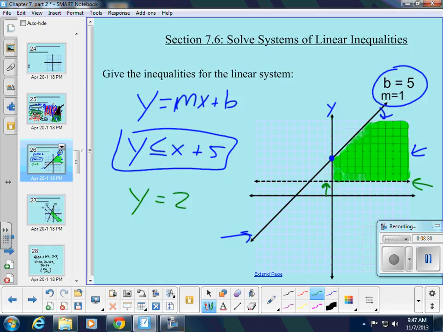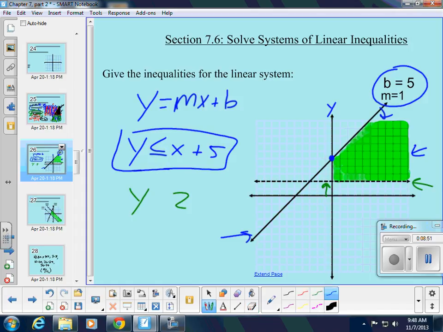So every point along that line would have a y coordinate of 2. It'd just be up 2 from 0. So I know this equation, if this was an equation of this line, it'd be y equals 2. To make it an inequality, I just need to notice that it's a dashed line, so I'm not going to have one of those bars underneath it that tells me it's equal to, so it's going to be either greater than or less than.